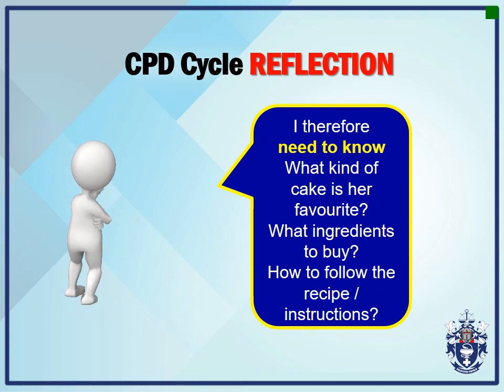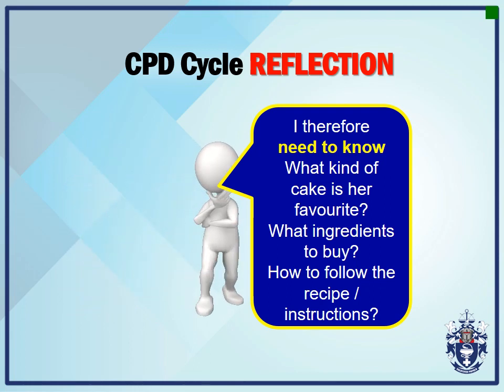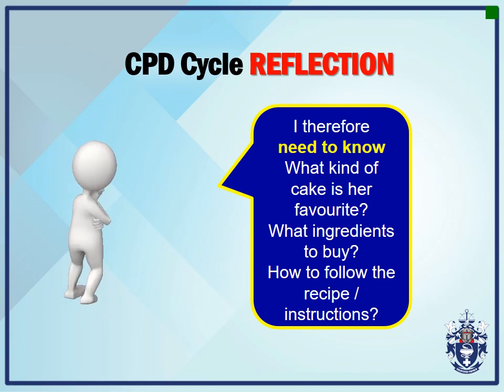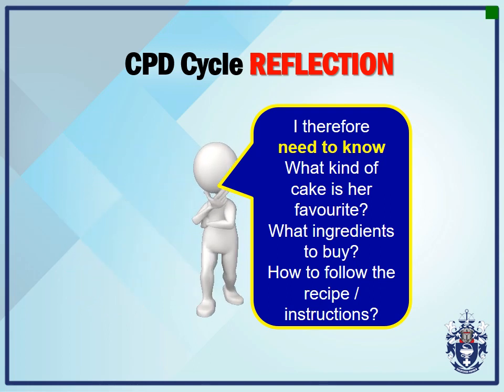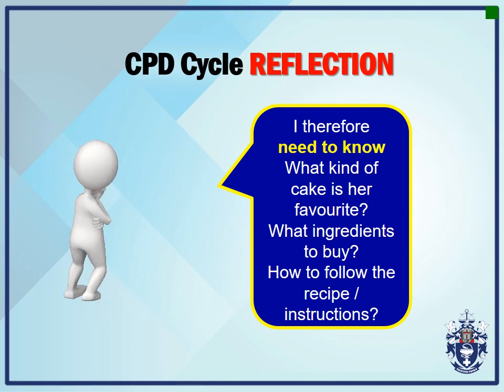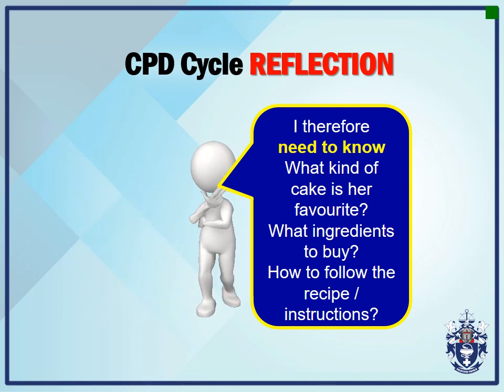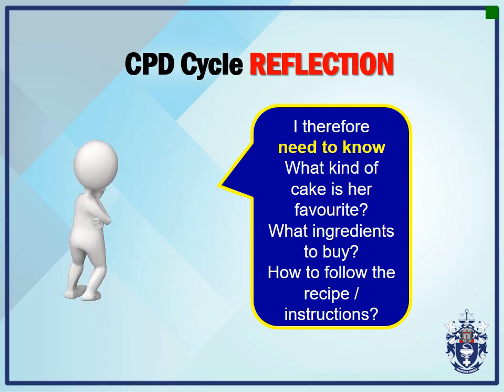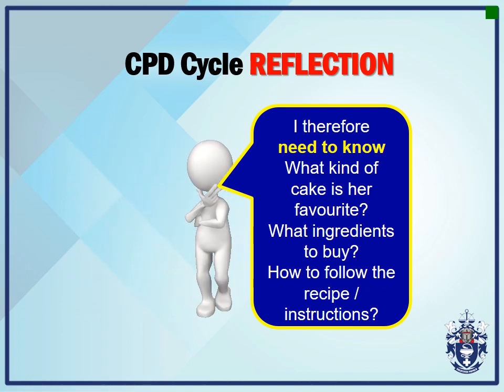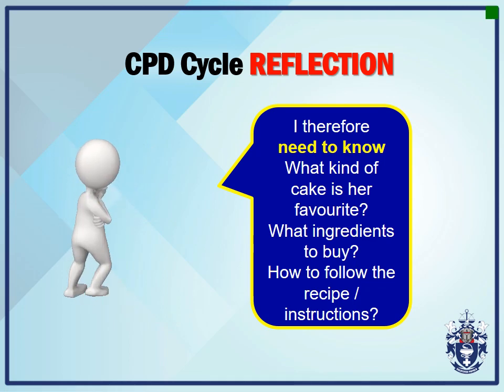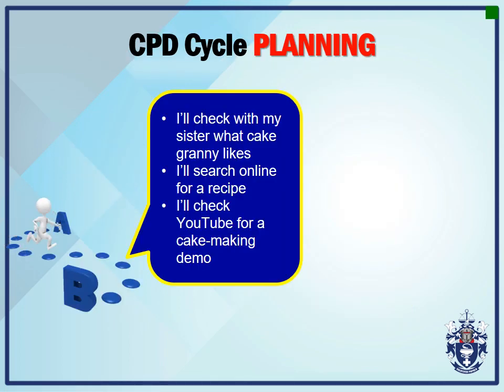I therefore need to know what kind of cake is her favorite, what ingredients to buy, and how to follow the recipe instructions. So you reflect on what cake Granny would actually like, be it vanilla or a chocolate rainbow, etc. What are the ingredients that you need to buy and how to follow the recipe instructions. So the planning would mean that you will check with your sister what cake Granny likes. Maybe she likes vanilla. You'll search online for a vanilla recipe and you'll check on YouTube for a cake making demo.